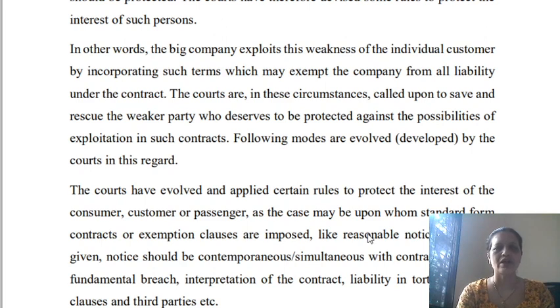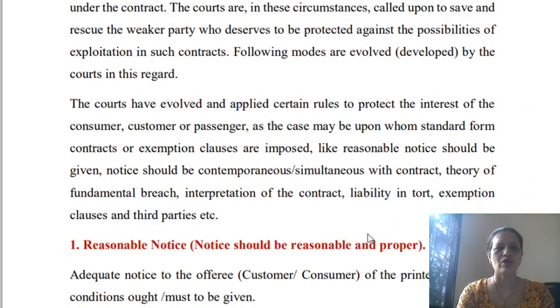Following are the modes which are evolved or developed by the courts in this regard. The courts have evolved and applied certain rules to protect the interests of the consumer or customer or passenger, as the case may be, upon whom standard form contracts or exemption clauses are imposed. Like reasonable notice should be given, notice should be contemporaneous or simultaneous with the contract, theory of fundamental breach, interpretation of the contract, liability in tort, exemption clauses, and third parties, etc. So let us discuss in detail.